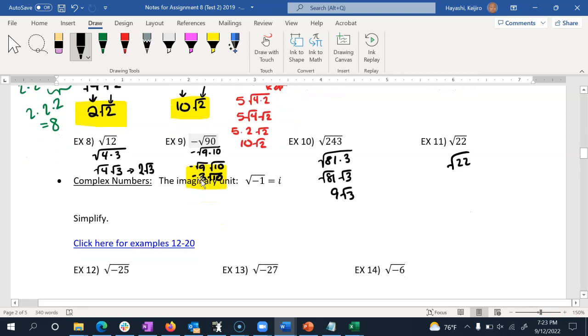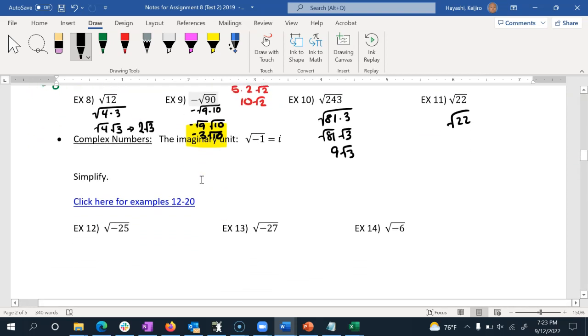If your negative sign is, where are the negative signs instead? Inside the radical. If your negative signs are inside the radical, you don't have to worry too much about it. All it means is that your result is going to have the letter I tacked onto it. And the reason for that is because there is this number or this idea of an imaginary unit in math. That is the square root of negative 1.